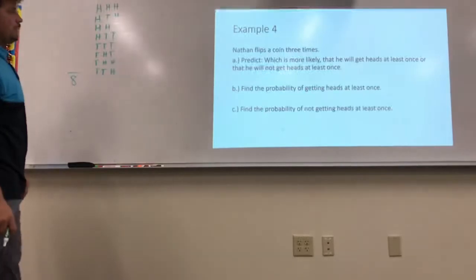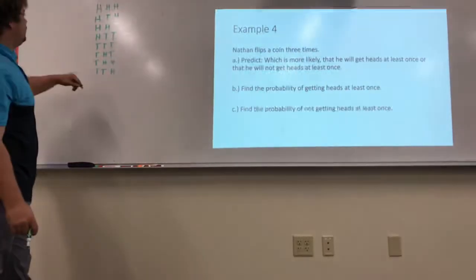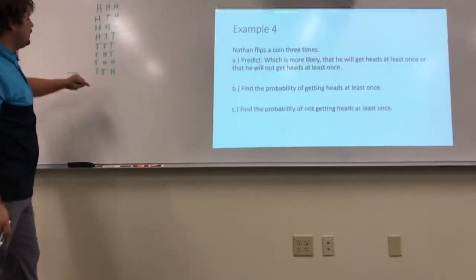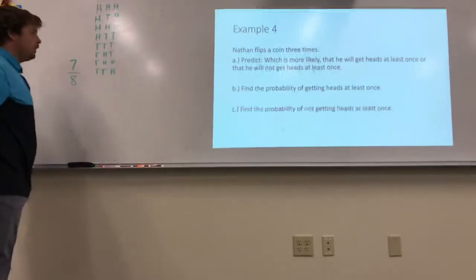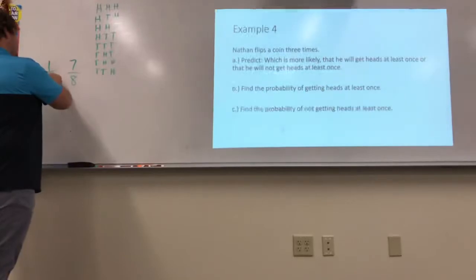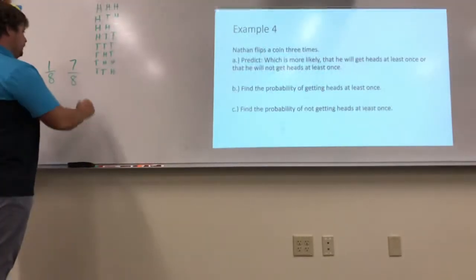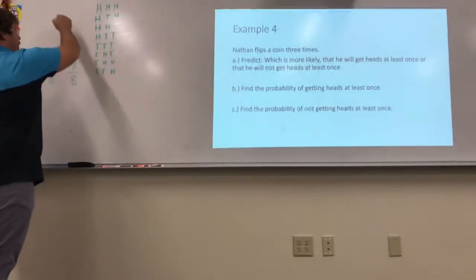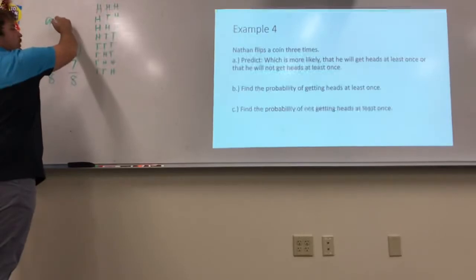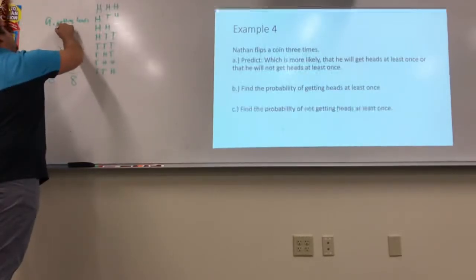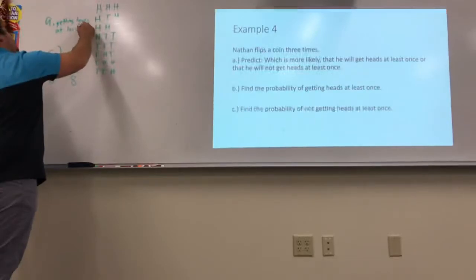Okay, it says at least once. Got heads, got heads, got heads, and so on. I'd say I got 7 out of 8 chance of getting at least 1 head. Leaves me with 1 out of 8 that does not have at least 1. So here is B, here is C, and A is going to be getting heads at least once.